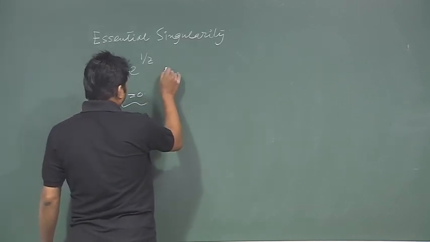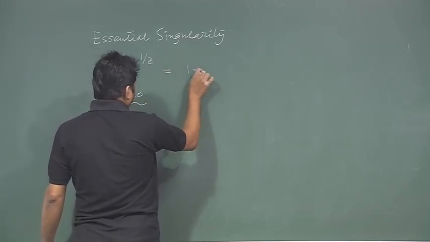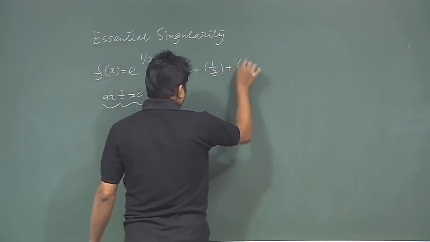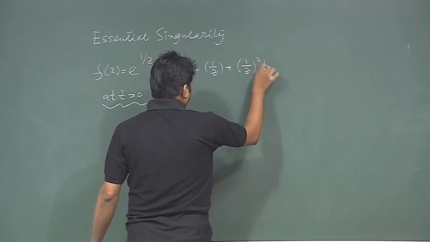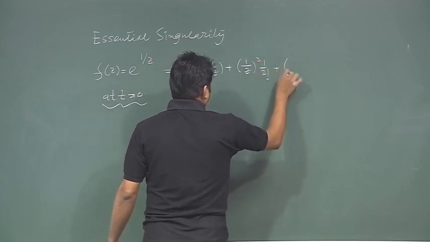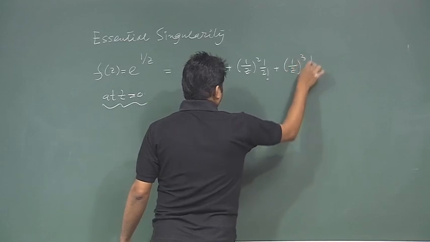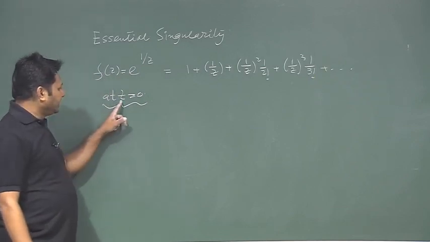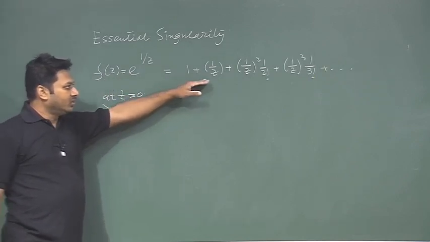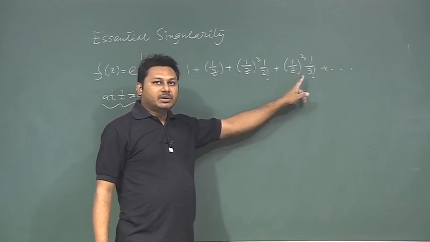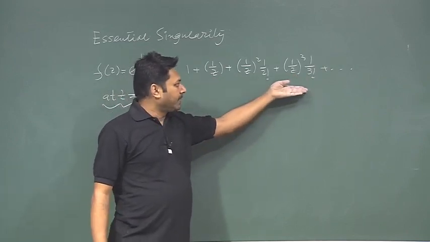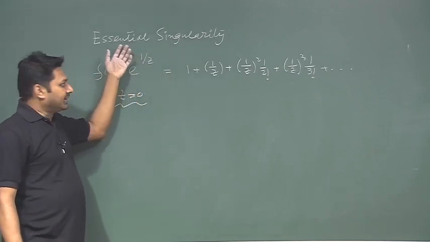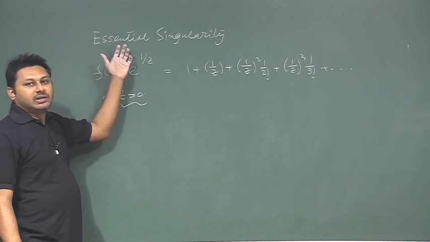If I expand this function, it will be 1 plus 1 by z plus 1 by z square times 1 by factorial 2, 1 by z cube times 1 by factorial 3 and so on. Now, if I put the limit z equal to 0, the power of z is going up. So, you never have a process to remove this singularity. That is why it is called the essential singularity.